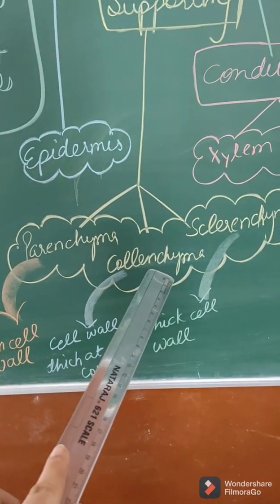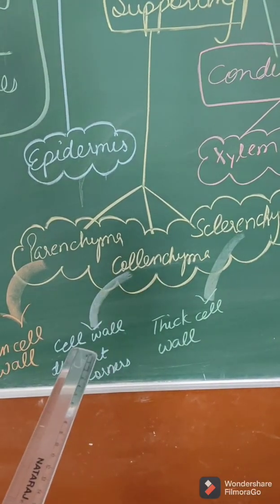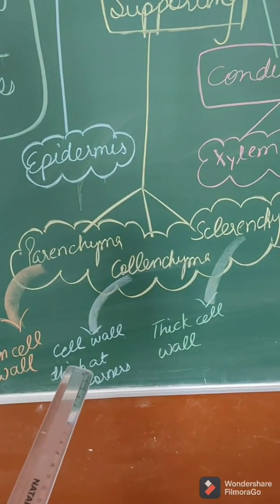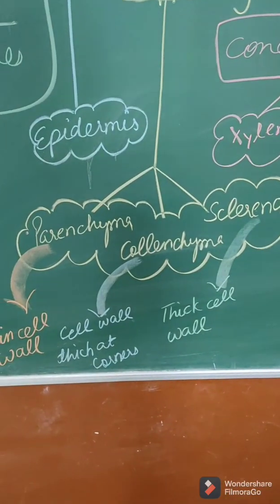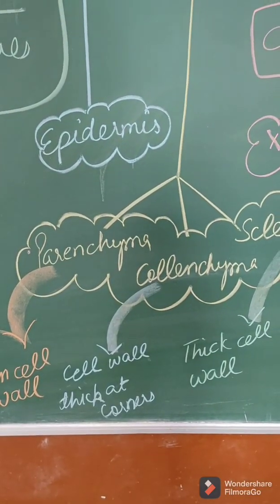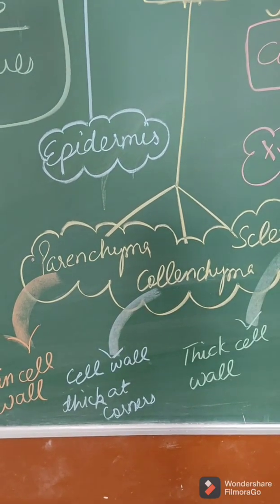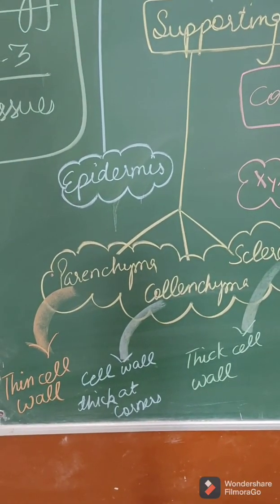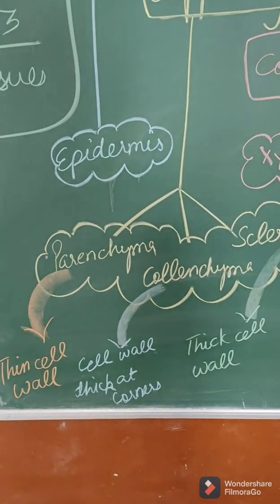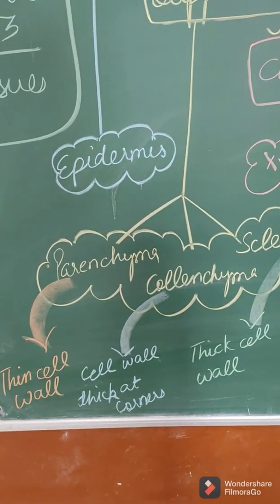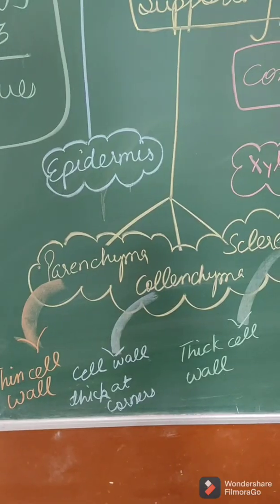Then comes collenchyma. These are the cells whose walls are thick at the corner. So in collenchyma, the cell wall is thick at the corner. Usually in these cells, photosynthesis occurs. This is present just below the epidermis.